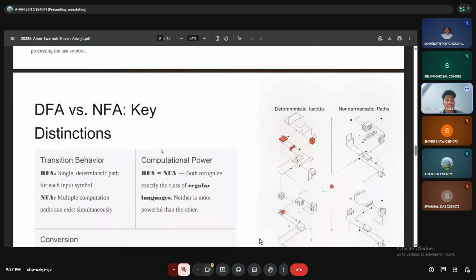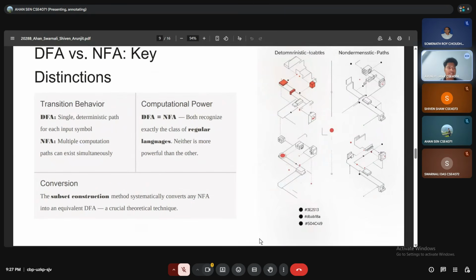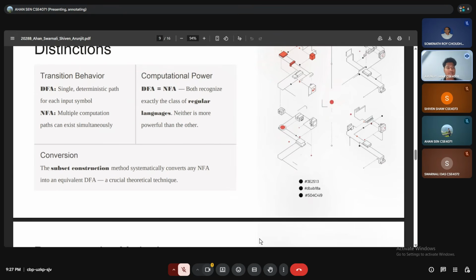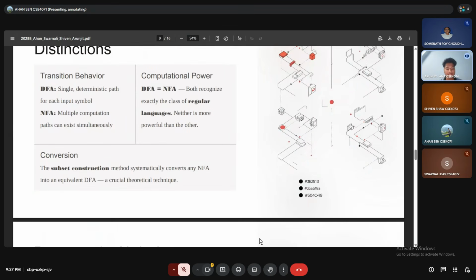Next, we have the DFA versus NFA key distinctions. Firstly, we have the transition behavior. The DFA has a single deterministic path for every single input, and the NFA has multiple computation paths that can exist simultaneously. Conversion: the subset construction method systematically converts any NFA into an equivalent DFA. Representation methods: here we have the state diagram, transition table, and the formal specification.